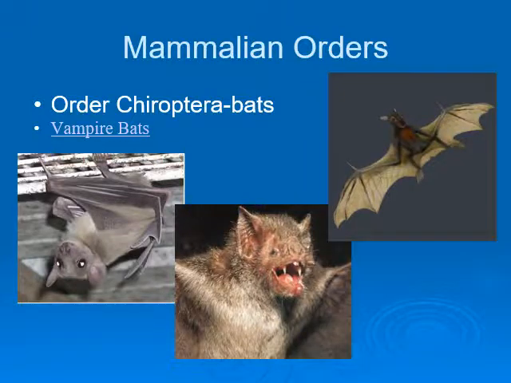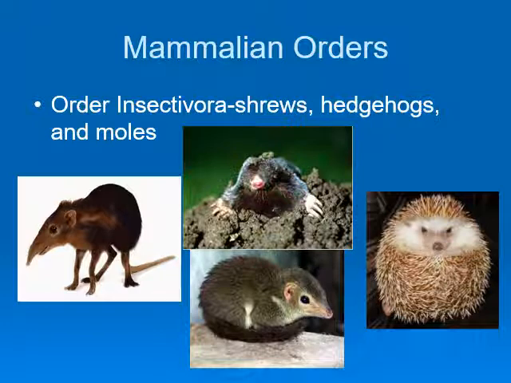Order Insectivora includes organisms that feed primarily on insects. They're insectivores. Some of the big organisms you might know in this group include things like moles, shrews, and hedgehogs. So they're adapted for eating mostly insects, this group.